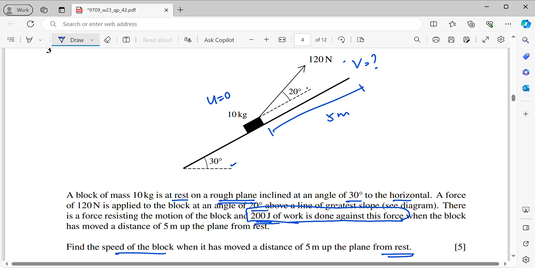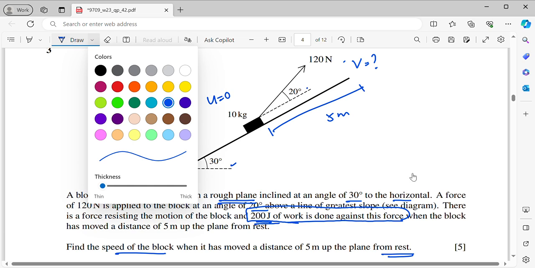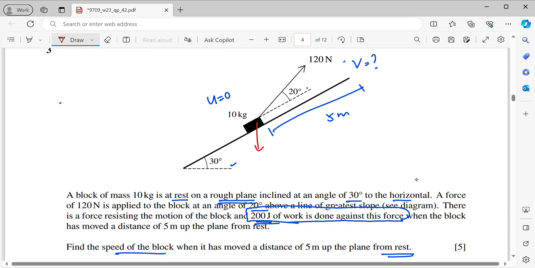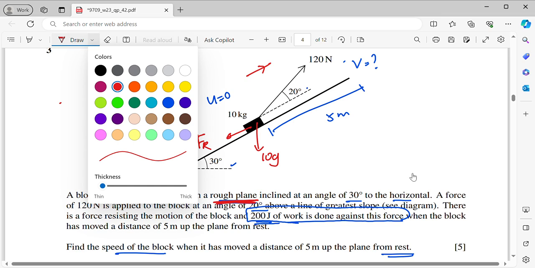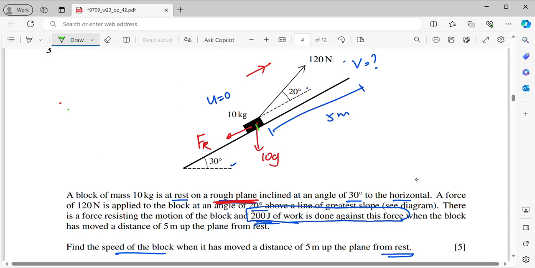Okay, and then we know that this is mg, so 10g. It is given that this is the rough plane. So the block is moving up, therefore the resistance is pointing down. So this is your FR. Now here I will have the R, the normal force.